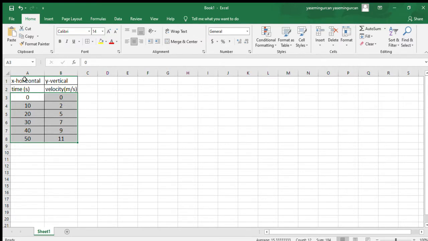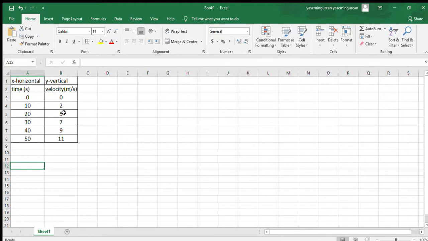So I'm given these data points. The first column here is basically going to go to the x-axis, which is the horizontal one, and the second column is going to go to the y-axis, which is the vertical one. So when you're given a data set, you basically enter the values for the x-axis in the first column and the values for the y-axis in the second column.